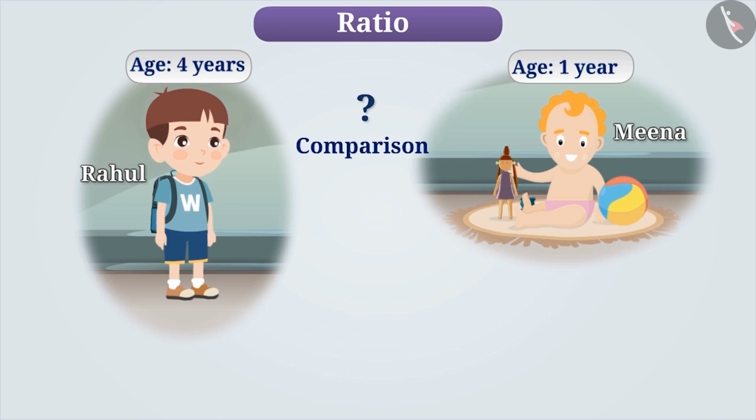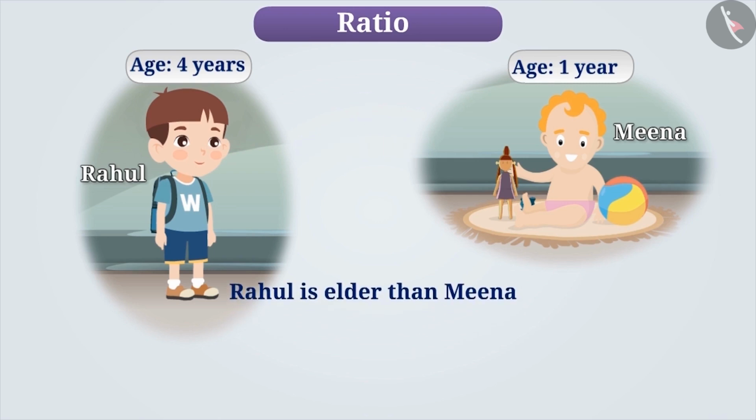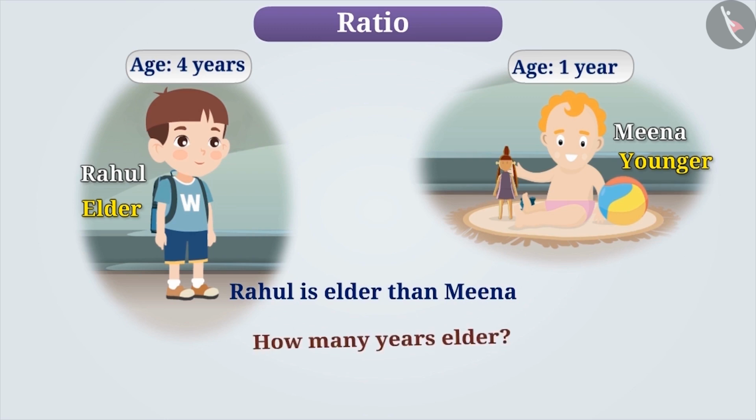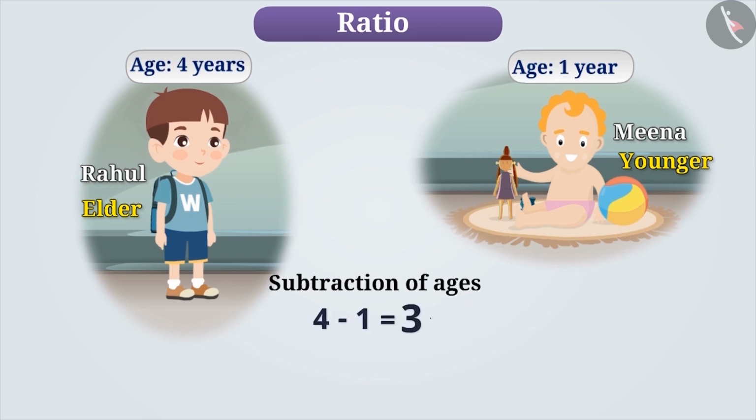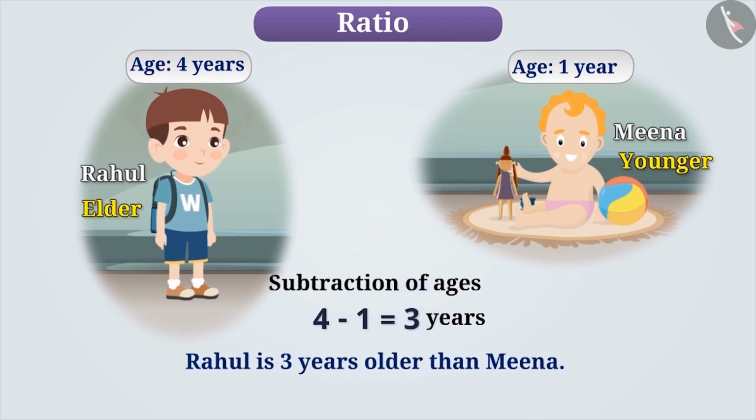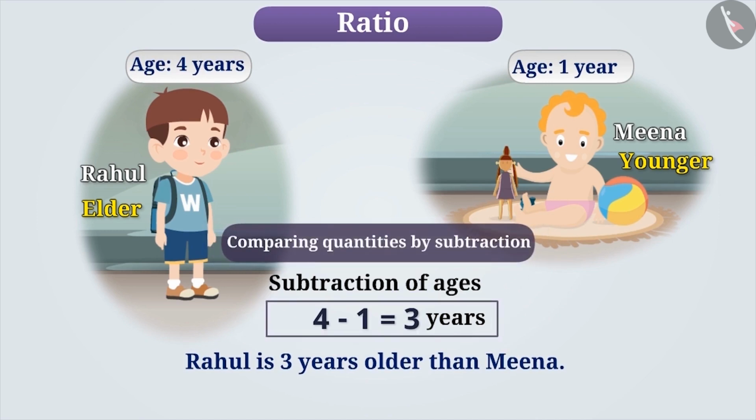Let me tell you, in order to compare their ages, we can say that Rahul is elder to Meena. This kind of statement tells us about the quantity being greater or smaller, but it cannot give us a clear idea about how many years Rahul is elder to Meena. If we subtract their ages, then we get 3. This shows that the difference between their ages is 3 years. Therefore, we can say that Rahul is 3 years older to Meena. This method of comparison is called comparing quantities by subtraction.